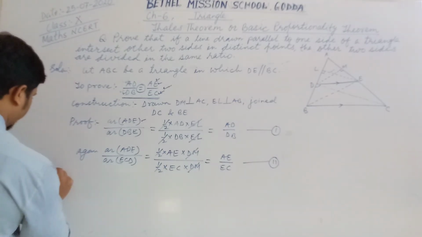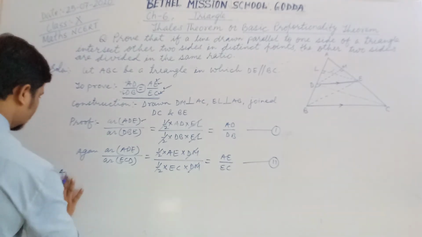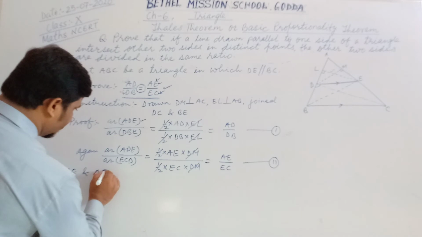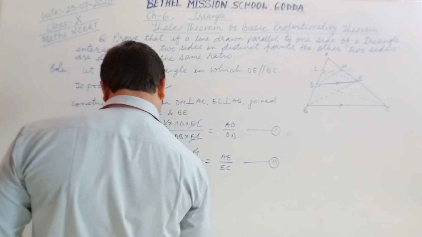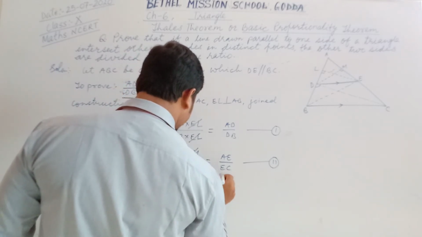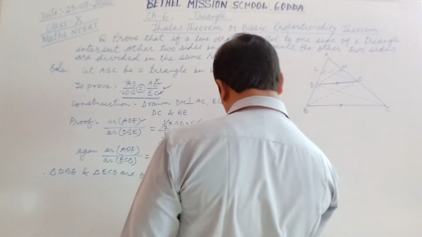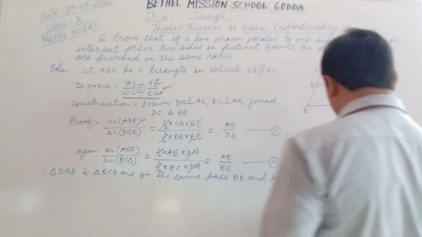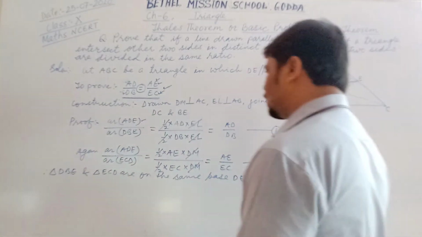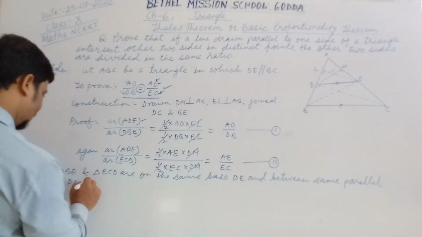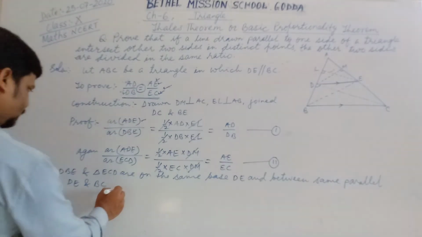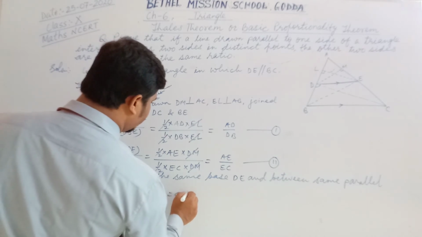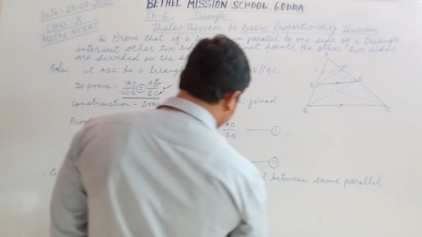Since triangle DBE and triangle ECD are on the same base DE and between the same parallels DE and BC, therefore area of DBE equals area of ECD. Suppose this is the third equation.